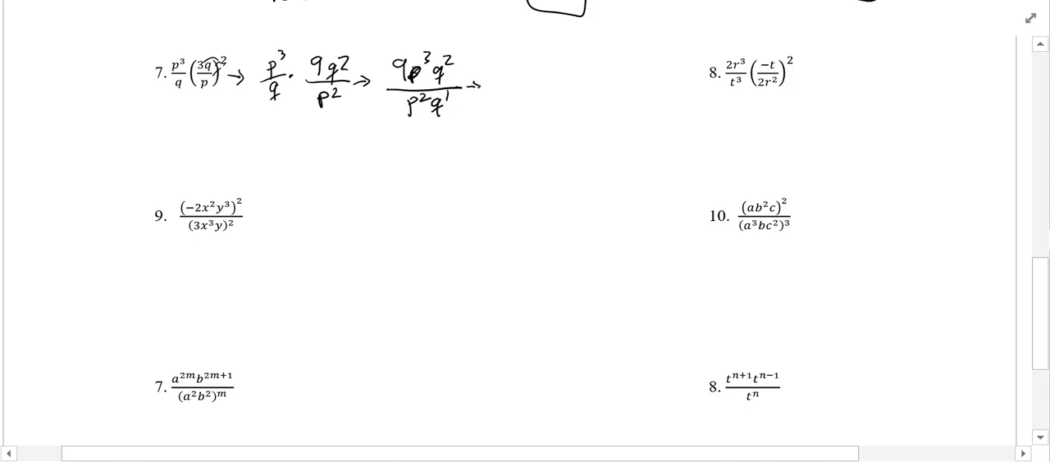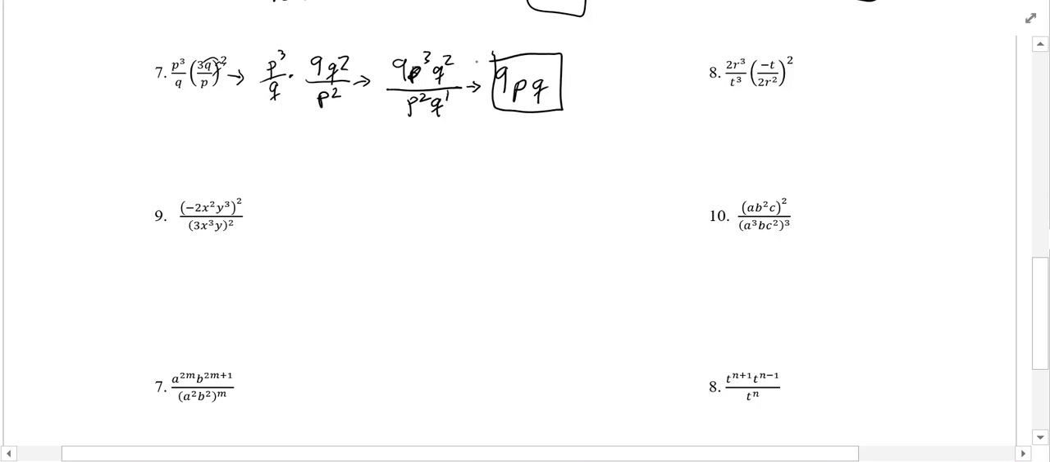All right, so the 9, there's nothing left to simplify it with, so I'm going to leave it where it is. P to the 3rd and p squared, that's going to reduce. So you're left with p to the 1st on top. And q squared over q, when I reduce those, I'm just left with q to the 1st on the top, and there's nothing in the denominator, so that's your answer here.